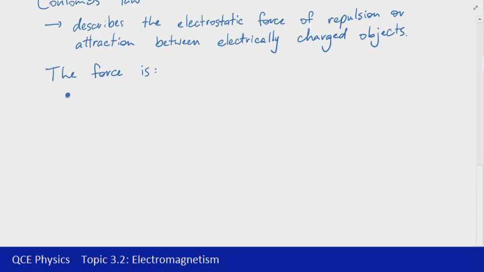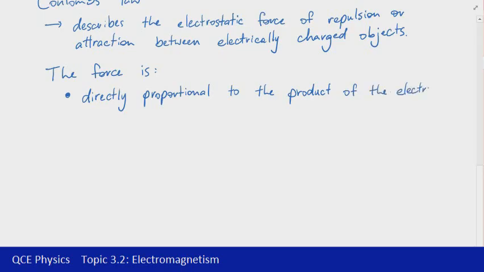The first thing is that it's directly proportional to the product of the two charges involved. So we're always going to be dealing with at least two charges. If you've got multiple charges, it becomes a situation of having to add the forces together. In the case of two charges, we're just looking at one force that's existing, and so we'll start off there.